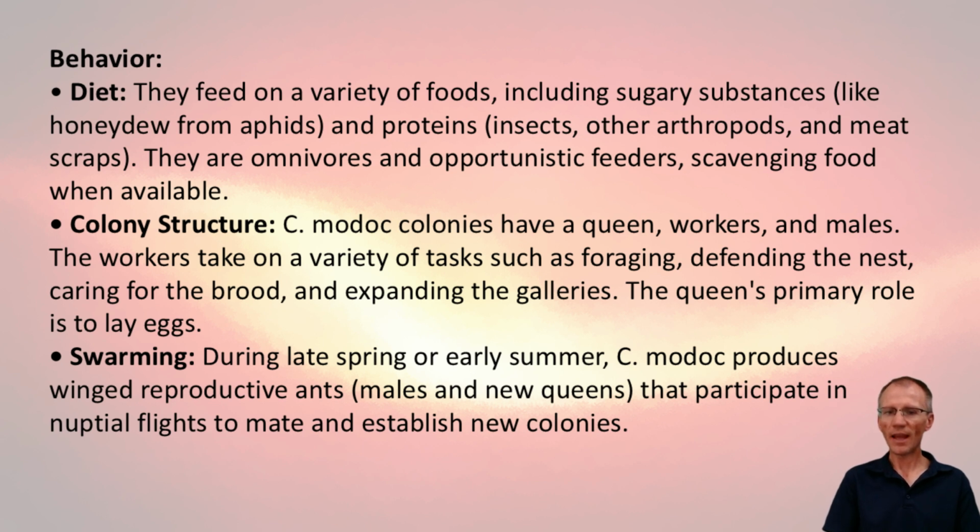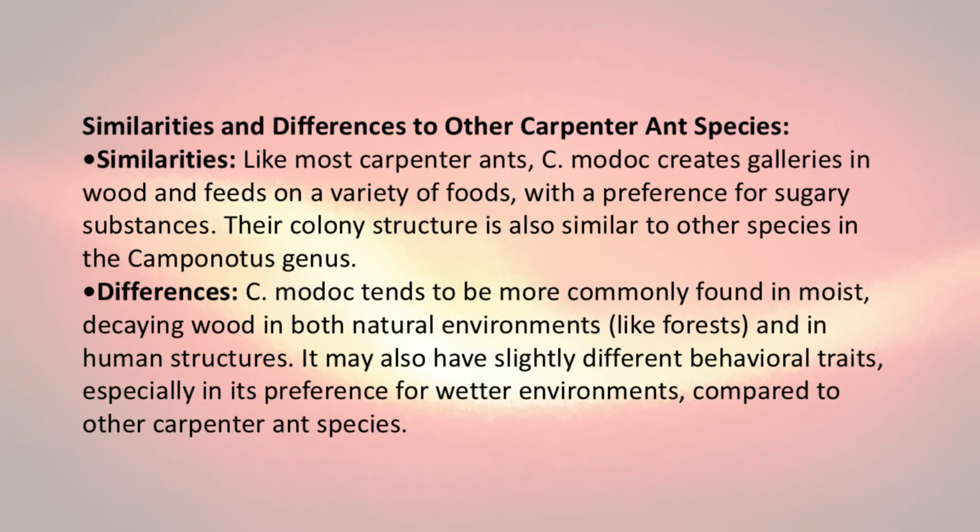Swarming. During late spring and early summer, C. modoc produces winged reproductive ants, males and new queens, that participate in nuptial flights to mate and establish new colonies.